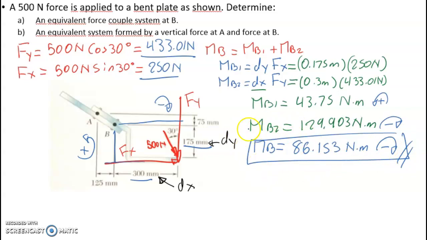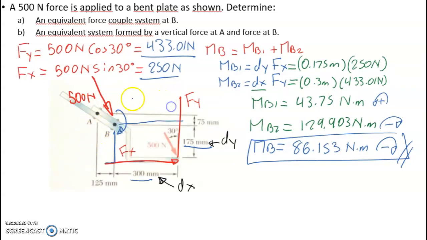Now, actually the result would be to draw it right here. So I will take my force of 500 newtons to this position and erase the one that's here. And we know there's going to be a clockwise moment of 86.153 newton meters. That's the answer.